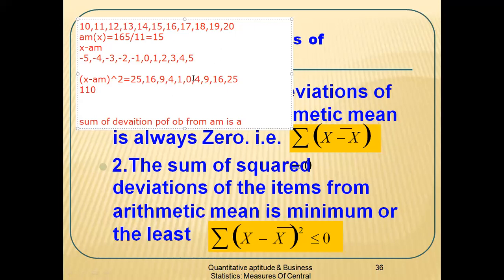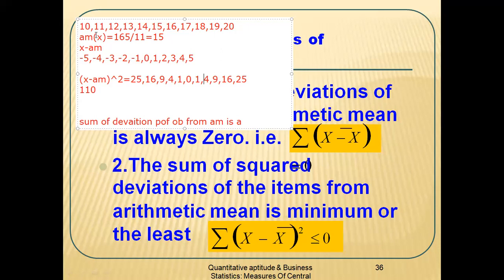You should consider even that. 1, 4, 9, 16, 25. So that value is minimum. That means it is not exactly equal to 0. Sometimes it might be exactly equal to 0 or more than 0. Therefore, that value is minimum in nature.